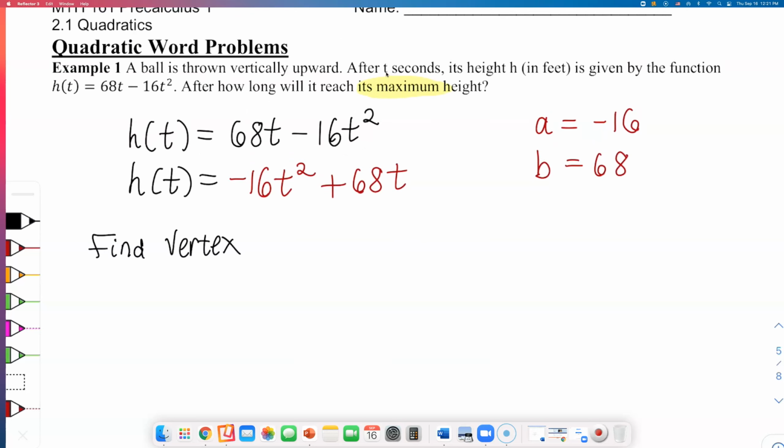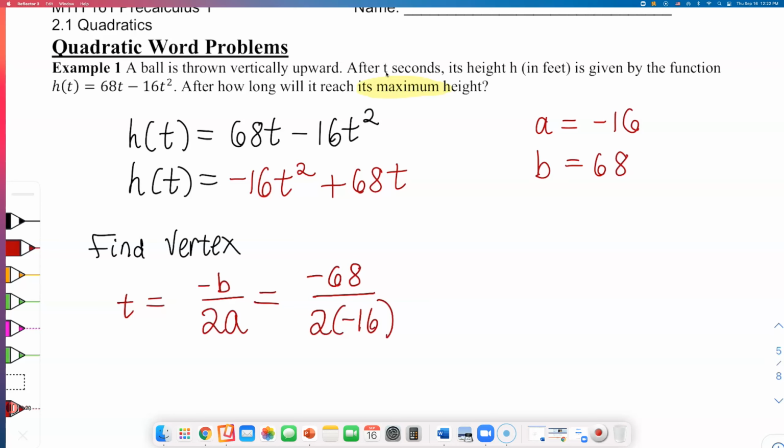Now the vertex formula is x equals negative b over 2a. But it looks like instead of the variable x, they're using the variable t, right? Instead of saying h of x, they have h of t. So I'll just say that the vertex formula is t equals negative b over 2a. Time is equal to negative b over 2a. What's that going to be? Let's see. b was positive 68, so I had to put negative 68 on top of the fraction, and I did 2 times negative 16 in the bottom of the fraction.